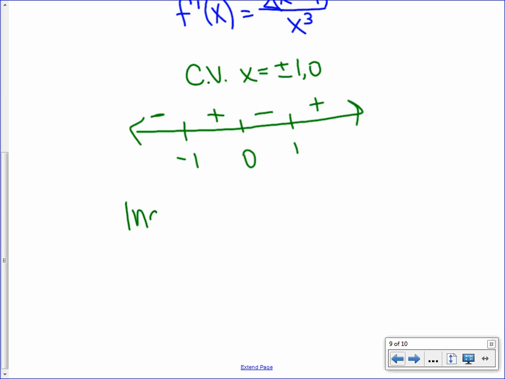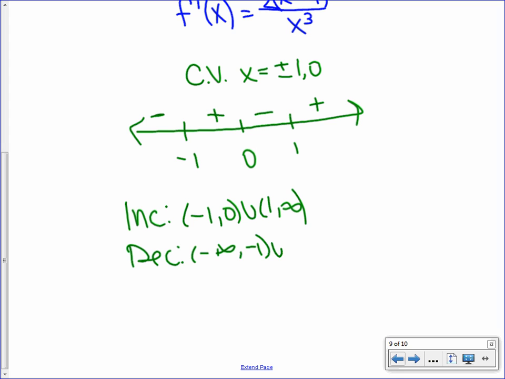So we are increasing from -1 to 0 and 1 to infinity because the derivative is positive. We're decreasing from negative infinity to -1 and 0 to 1 because the derivative is negative.